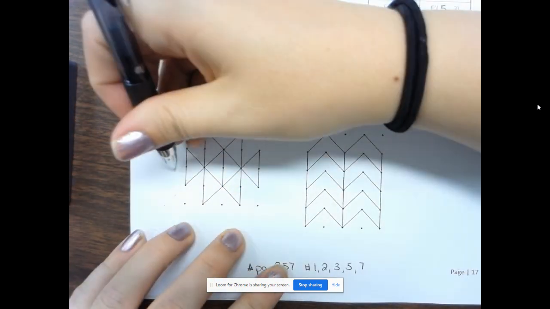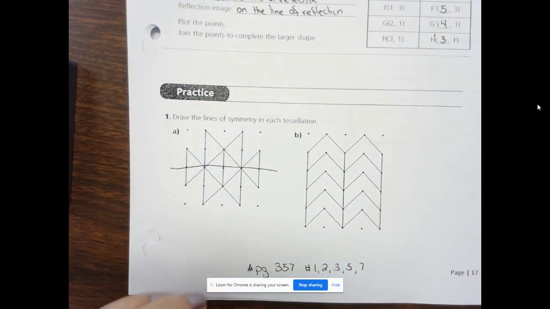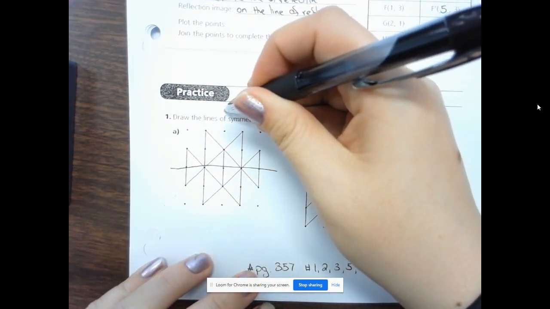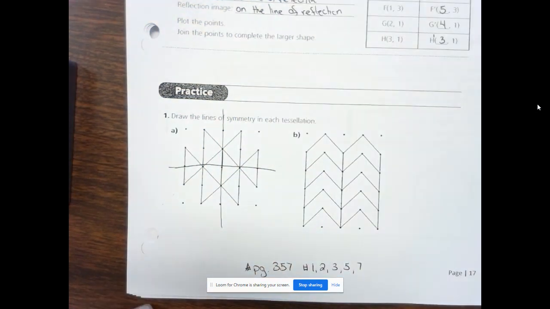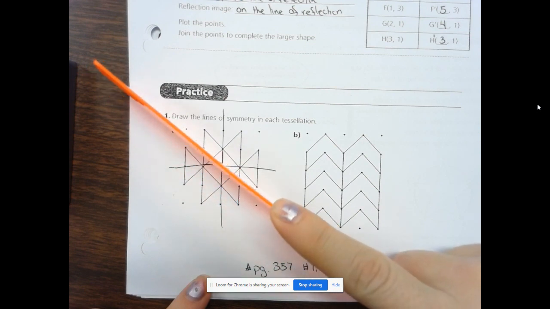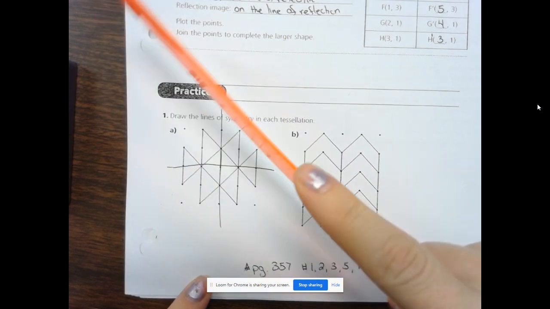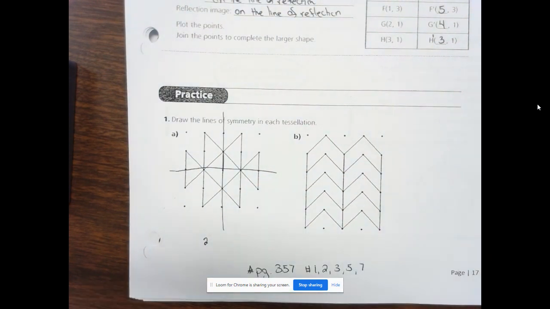I would say that there is one horizontal line that cuts it through the center. I would say that there is one vertical line that cuts it going up. But if I were to ever try to do it this way, the points don't match up in the same way. So I would say that there are no diagonal lines, that there are just 2 lines in total.